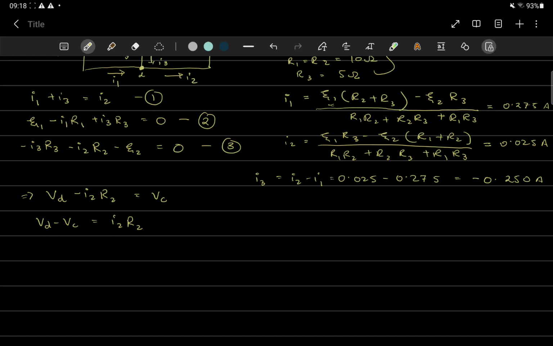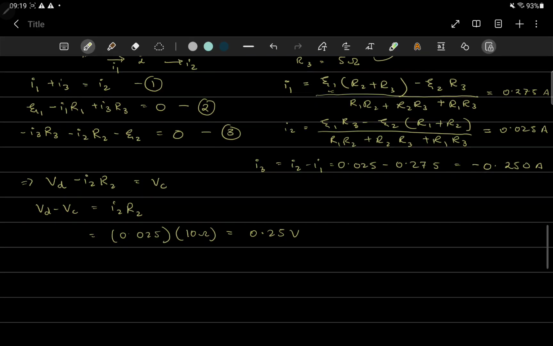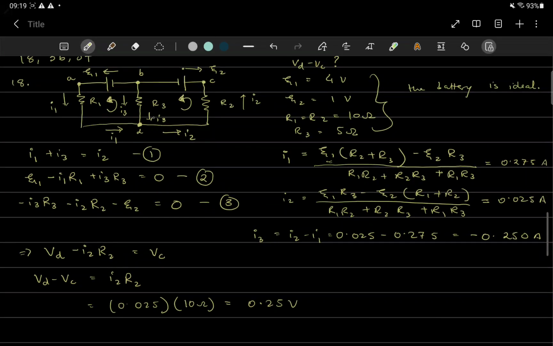In that case I can write VD minus VC as 0.025, which is I2, times R2, which is 10 ohms, and this will be equal to 0.25 volts. Okay, now you can also take another route, which is in this direction, on the other end.